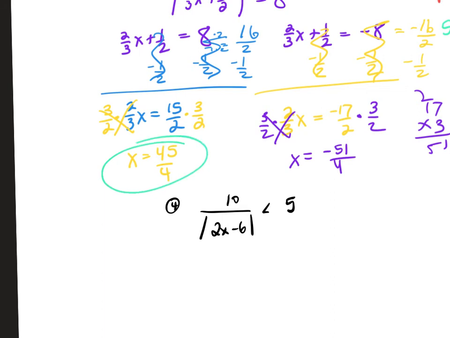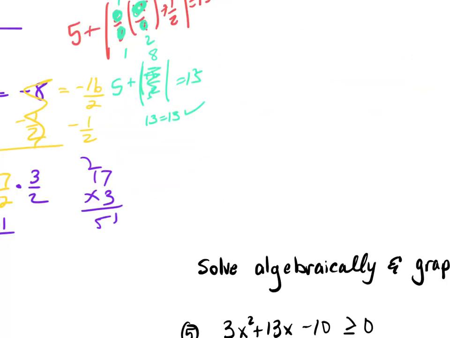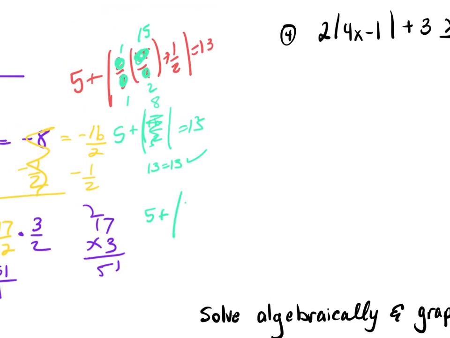So 45 over 4 works. Same thing, we're going to check negative 51 over 4. So I have 5 plus 2/3 times negative 51 over 4 plus 1/2. Does that equal 13? Okay, well, cross cancel.